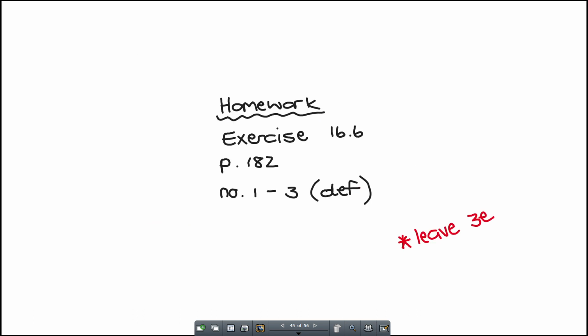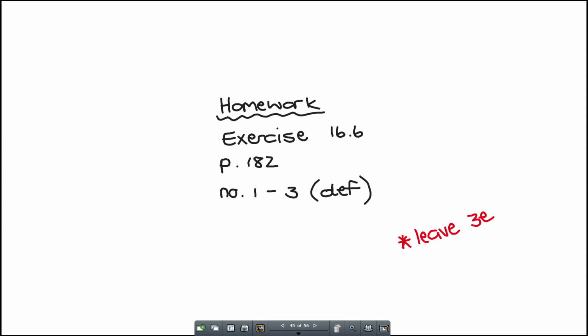Right, your homework will then be exercise 16.6, number 1, 2, 3, but you only do D, E, F of each. The right side. So 1, D, E, F. 2, D, E, F. 3, D, and then have a look. Leave out E, and then F. You guys good?